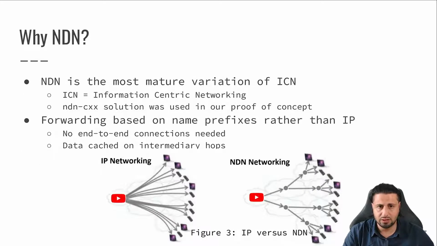So why choose NDN? Well, NDN is currently the most mature variation of information-centric networking, which is called ICN. In ICN, forwarding is based on name prefixes rather than IP. In NDN, an object name is used to route the data request of the user. There is no need for end-to-end connections, and data is cached on intermediary hubs, which leads to data being cached nearby the client. If YouTube were to use NDN, it would look like this. The videos will be cached at the routers nearby the client.